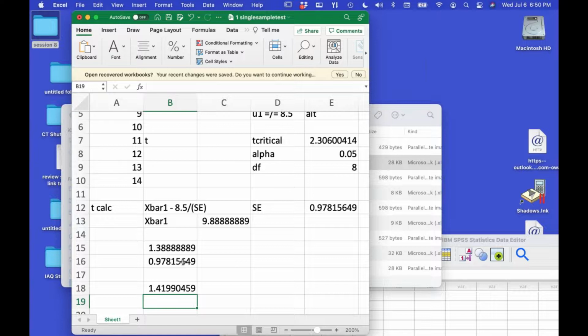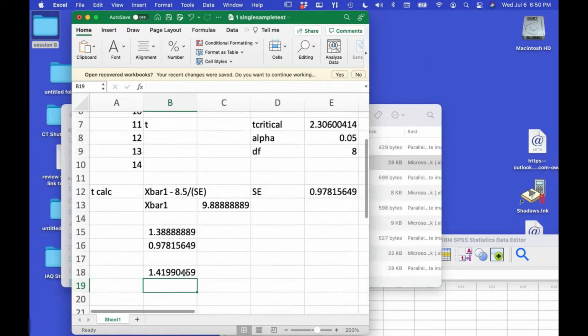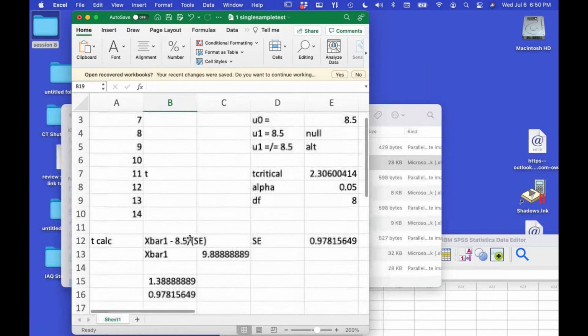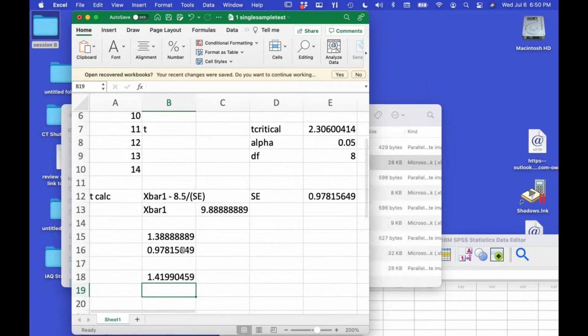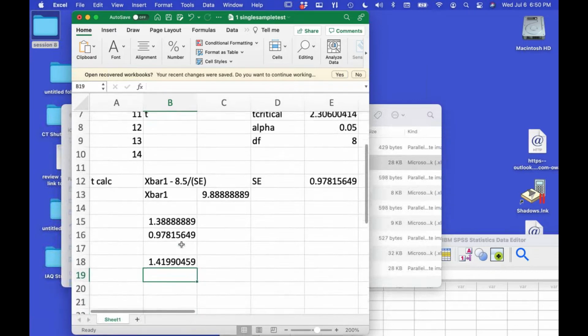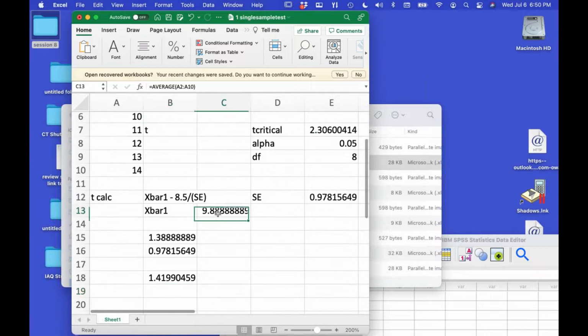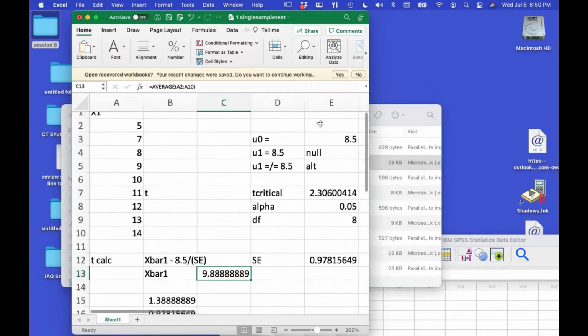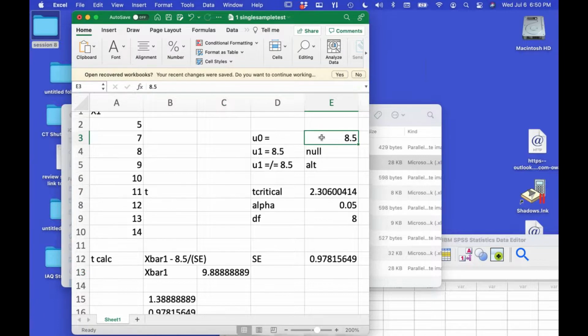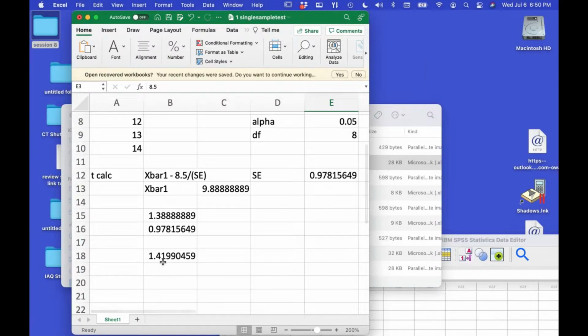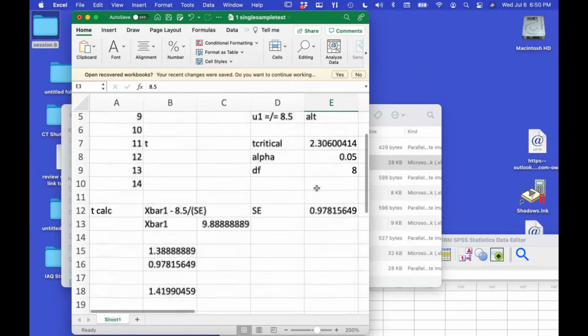Can I reject my null hypothesis? Well, no, I can't. Why can't I reject my null hypothesis? Because these two values, my mean, which was, what was my mean again? My mean of 9.9 is not different enough from the value 8.5 I'm comparing it to for me to reject my null hypothesis. It's only 1.42 standard errors away. It has to be at least 2.3 standard errors apart.